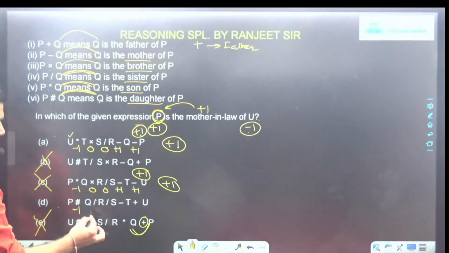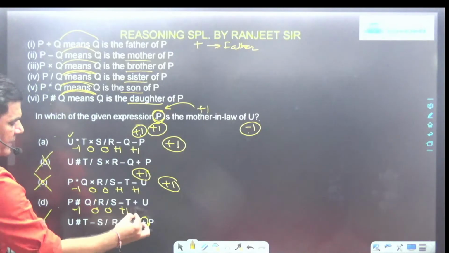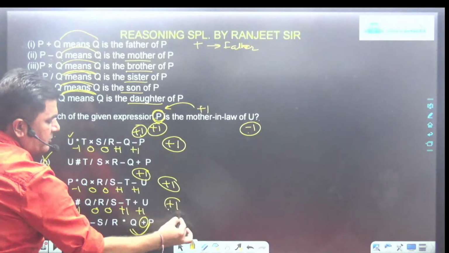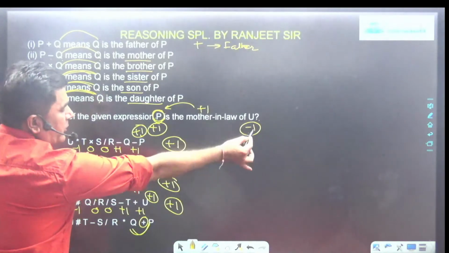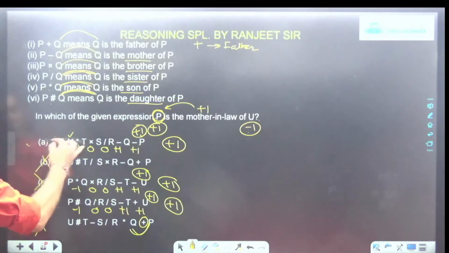Last one. This is minus 1, 0, 0, plus 1, plus 1. Again it comes out to be plus 1. Again this plus 1 is for the last person, which is U. Here I am looking for U to be minus 1. This can't be the answer. The answer should be A.